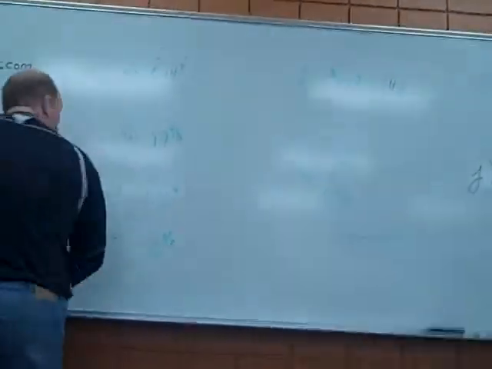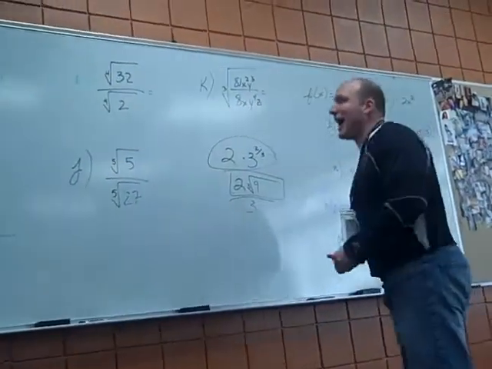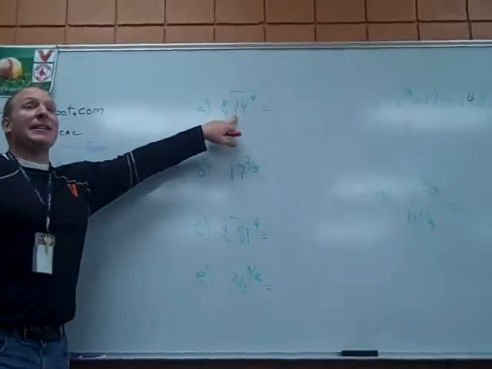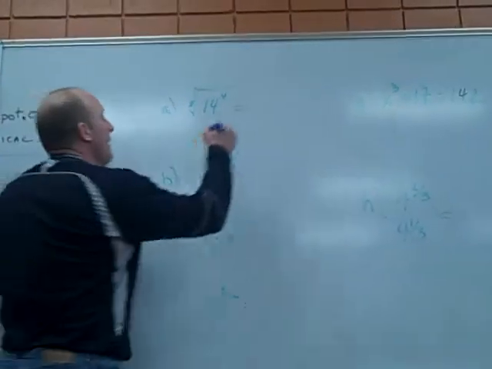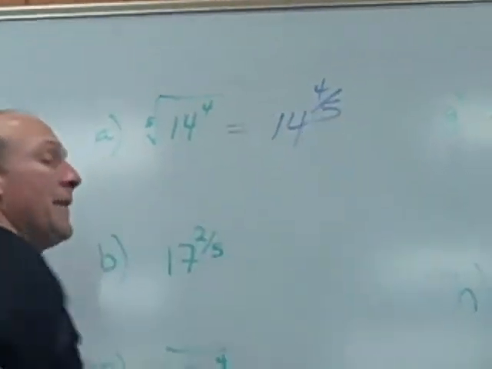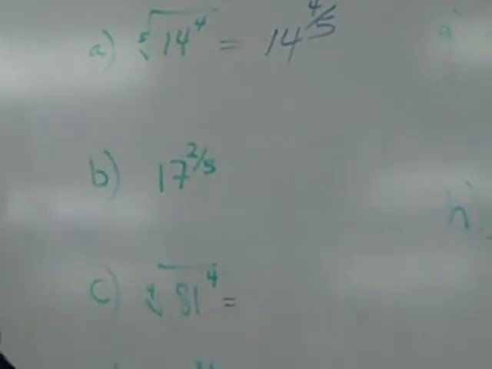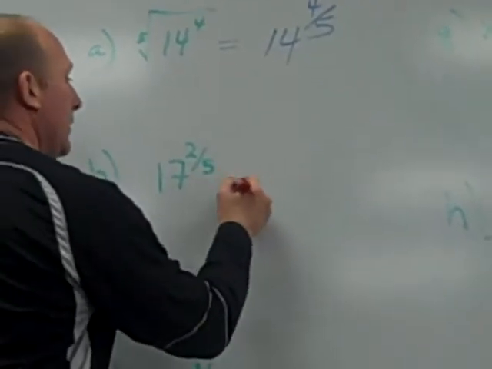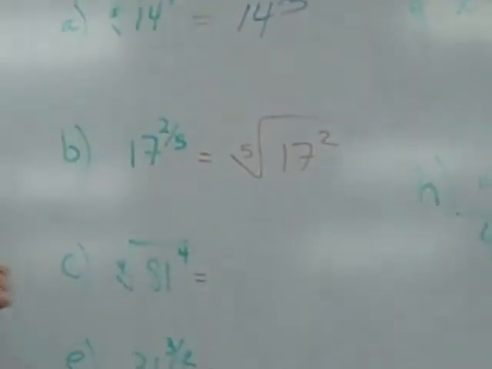All right, let's go. We're going to go fast. So if I go too fast, slow me down. Stop me. Otherwise, I'm going to roll. Okay. How do I write this as a fractional exponent or a rational exponent? Power over root. 4 over 5. We're going fast. I need you with me. Here we go. 17 to the 2/5. How do I write it as a radical? 5th root. 17 squared. Power over root.